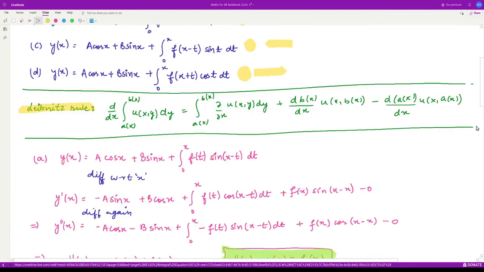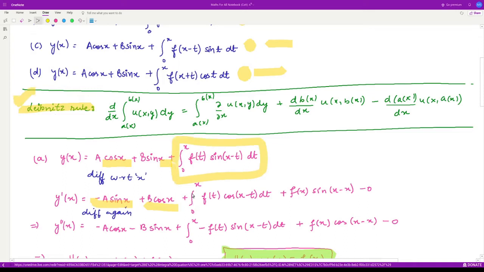Let us look at the first option. First option is y of x is equal to a cos x plus b sin x plus integration from 0 to x f of t sin of x minus t dt. So we can differentiate it. We'll have with respect to x, y of x becomes y dash x. The derivative of cos x is minus sin x. So here we have this term. And then the derivative of sin x is cos x, so we have this term, and here we'll have to apply the Leibniz rule, this one.